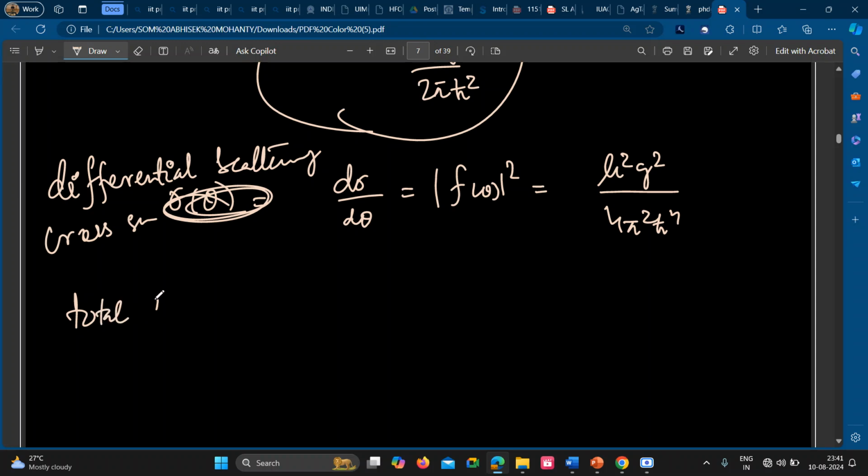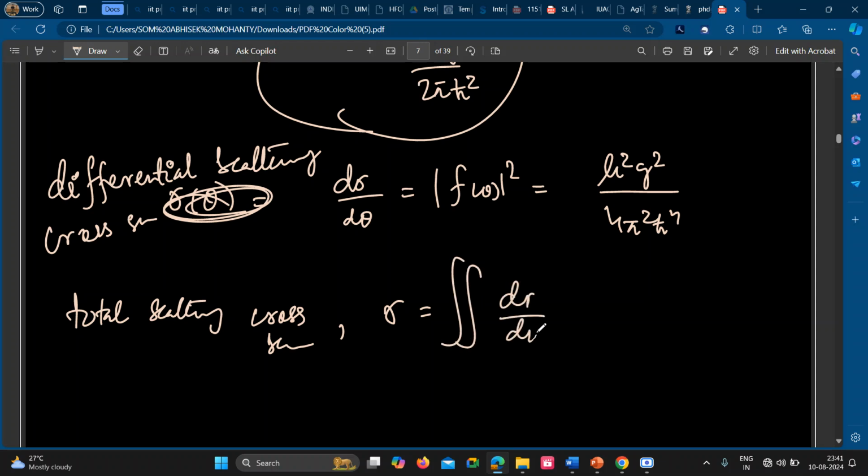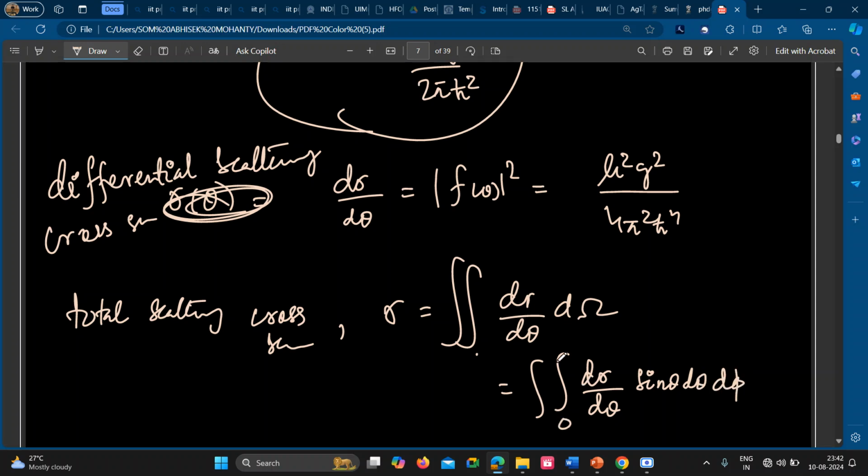Total scattering cross section. The total scattering cross section sigma is equal to the integration of d sigma by d omega, and d omega is sine theta d theta d phi. So the limit 0 to pi is for d theta, and 0 to 2 pi is for d phi.